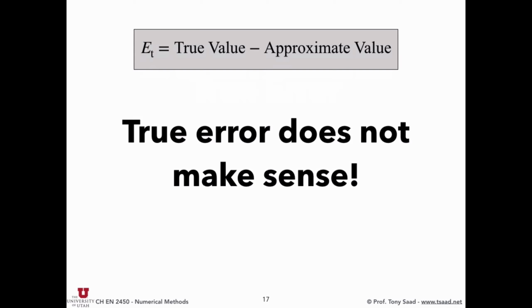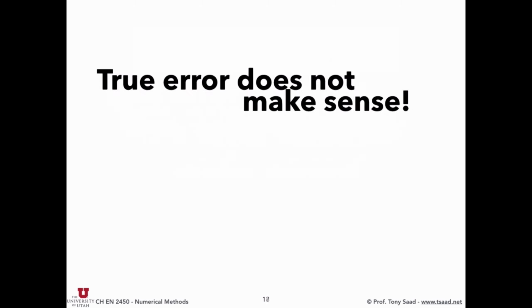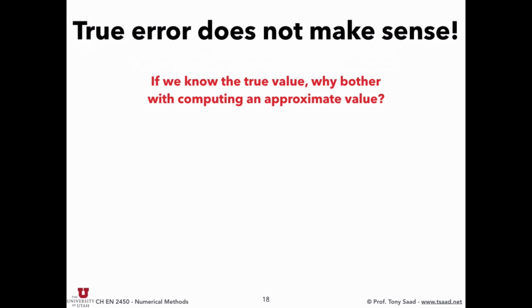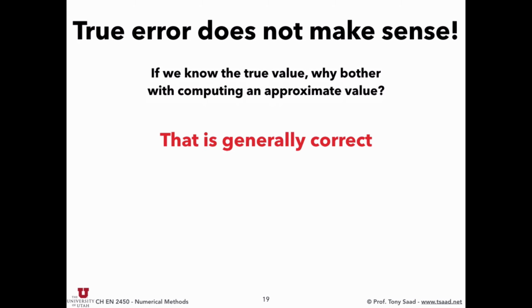Okay, so I want to invert your answer. Exactly. If you have the true value, why are you computing an approximate value in the first place? Right? It doesn't make sense at all. And so that's exactly it. If we know the true value, why bother with computing an approximate value? And that is generally correct.